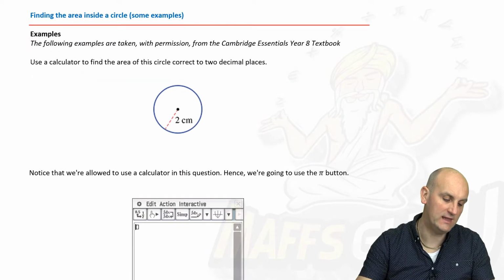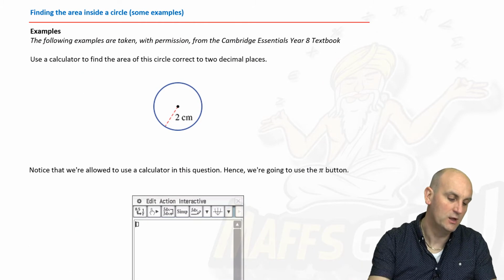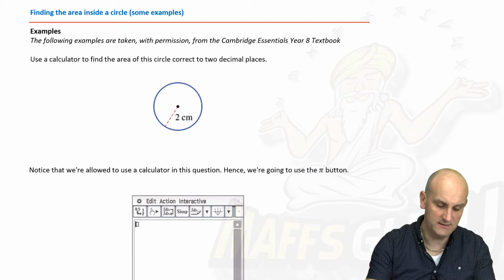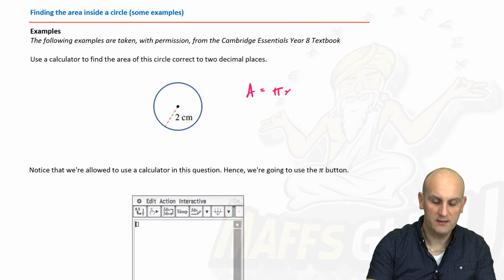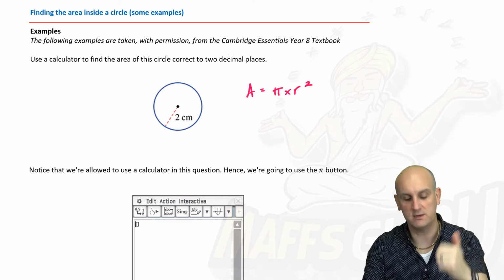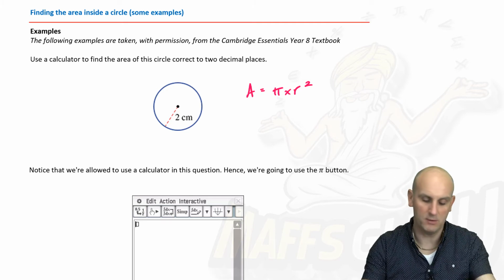All right, finding the area inside the circle. Here are some examples. Use your calculator to find the area of this circle correct to 2 decimal places. Okay, area is equal to pi times radius squared. Formula, substitute, solve. So formula, 1 mark. Substitute, 1 mark. Solve, probably a mark.